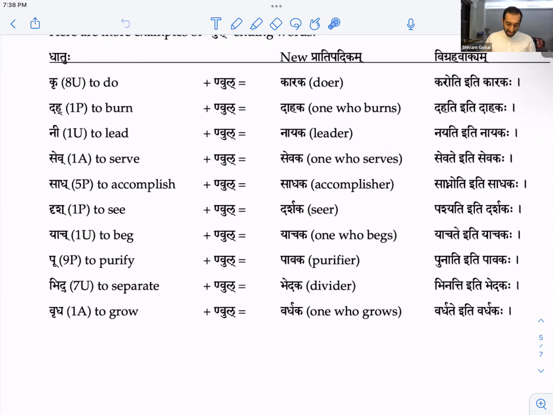There was a question about why save doesn't take vriddhi. It's because it's not I, u, r, l. It's already a, and a can't take vriddhi. So that was that question. I'm clearing the question bank before we start new ones.